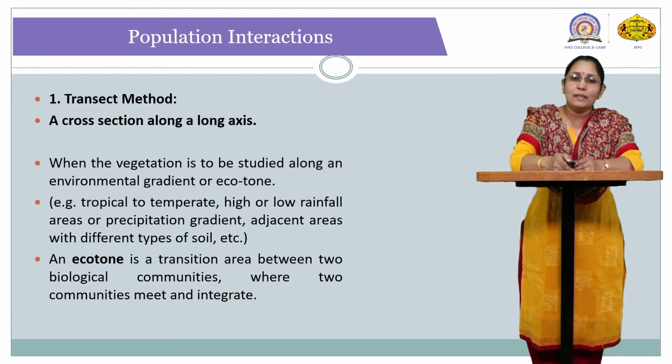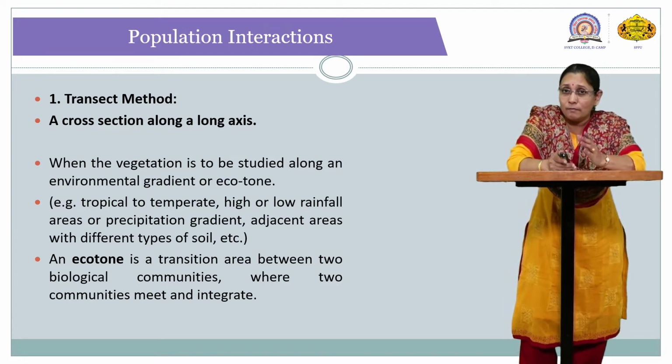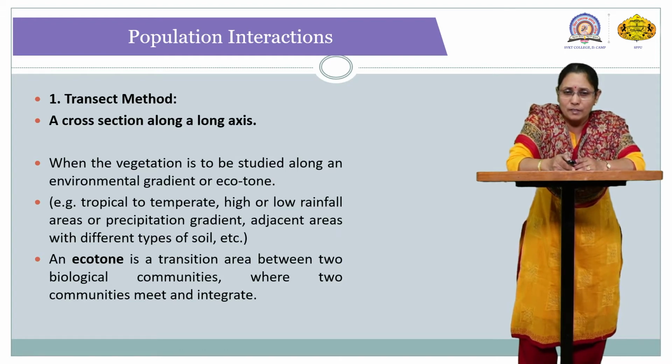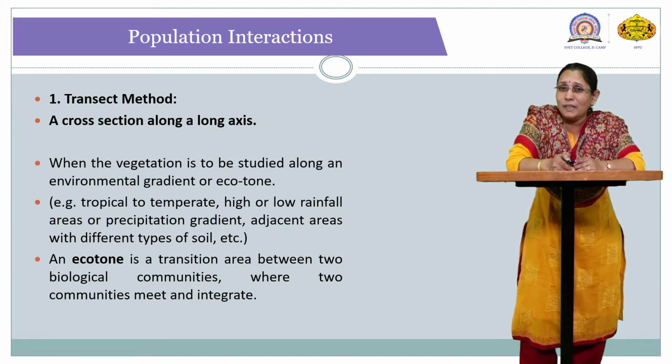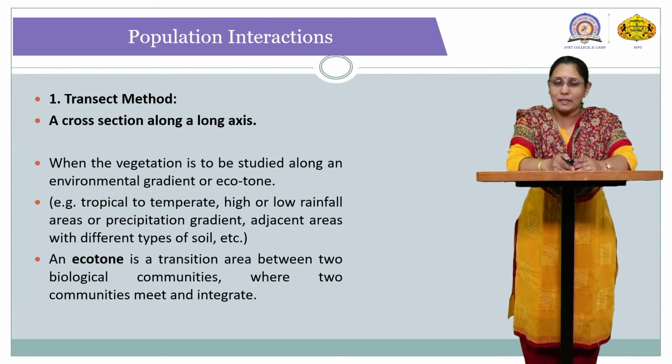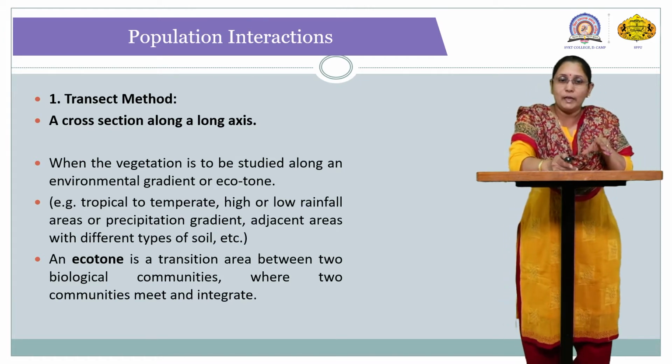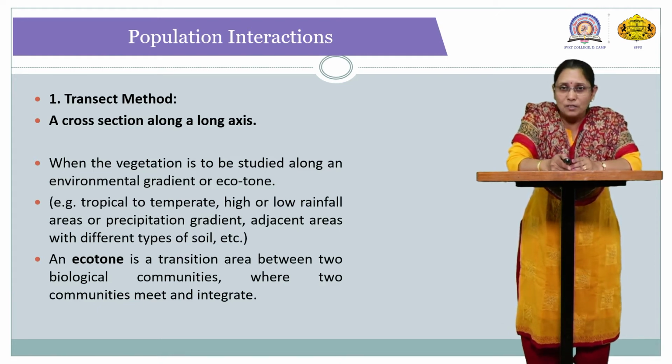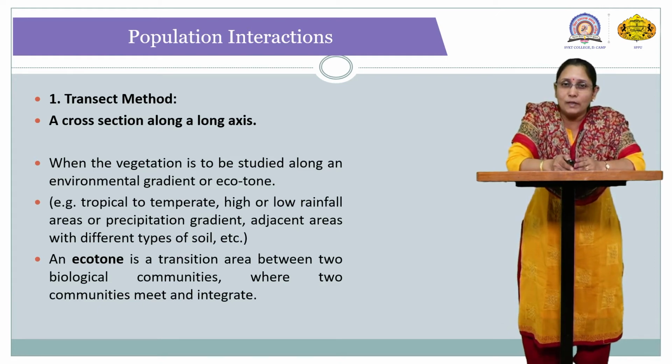When a particular vegetation is to be studied along an environmental gradient or ecotone, what is meant by ecotone? An ecotone is a transition area between two biological communities, where two communities meet and integrate. So a particular area where two biological communities meet is called an ecotone.